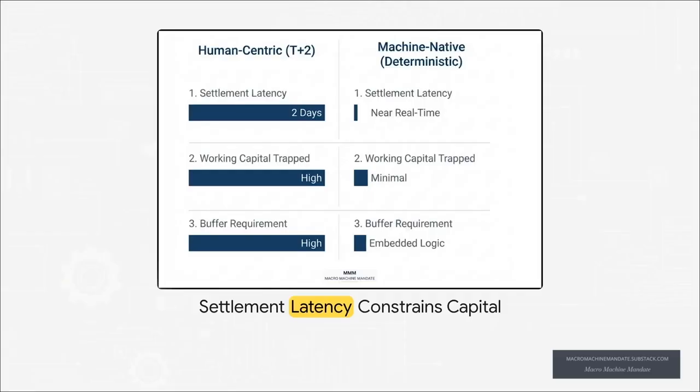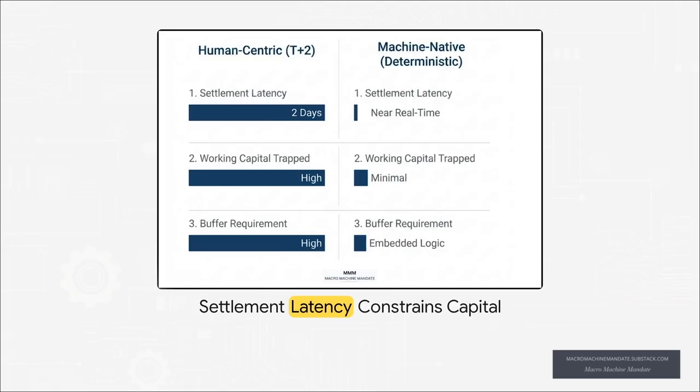Let's shift our focus to the macroeconomic impact, using capital velocity as our framework. On the human-centric side, T+2 settlement, waiting 2 days for a transaction to clear, traps massive amounts of working capital. But machines are deterministic. They can settle in near real time with virtually zero trapped capital.